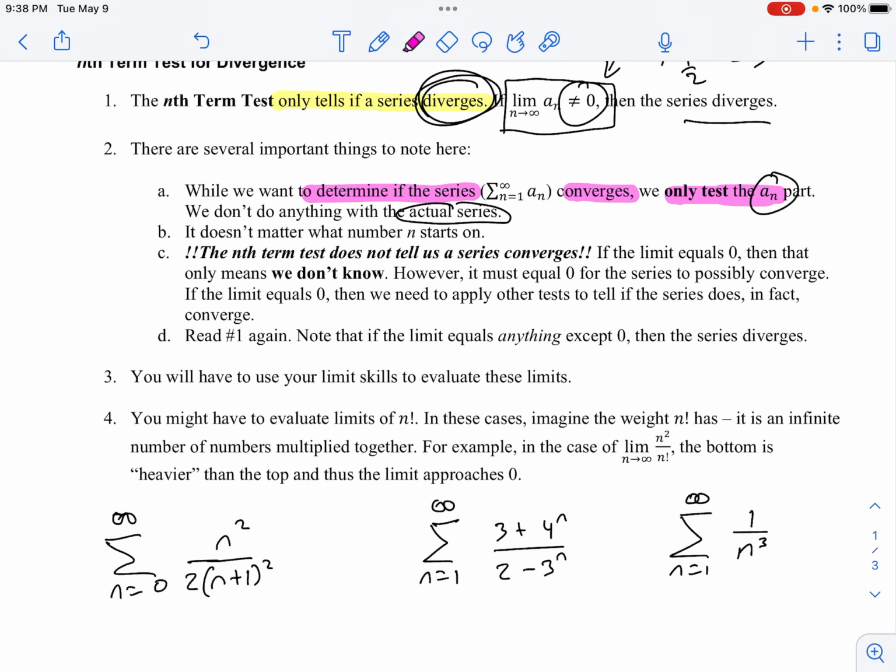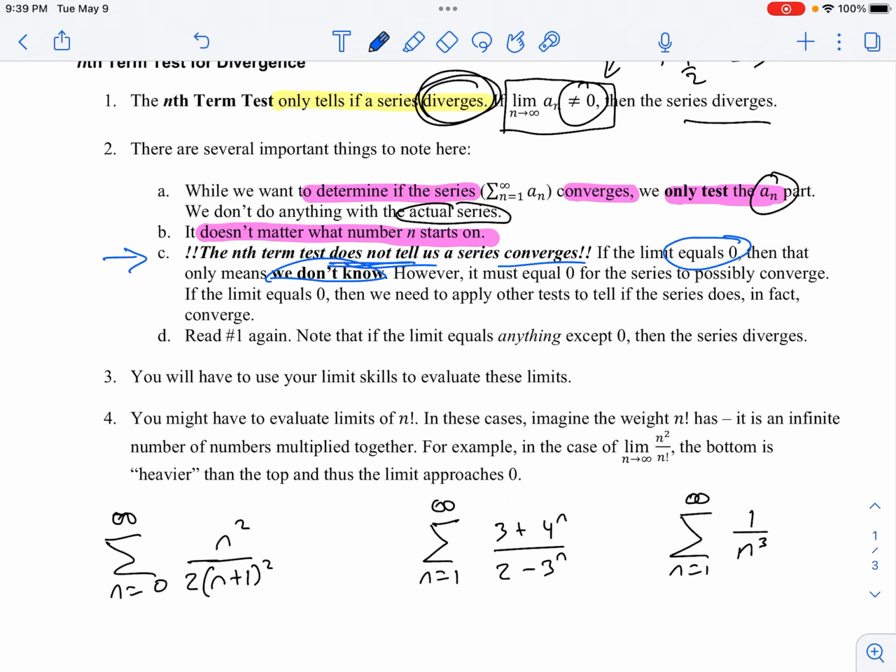In fact, that leads to the next part. It doesn't even matter what number n starts on. So n can start anywhere. We are just looking at the function part of the series, not the whole summation symbol part. Now, I've said this a few times, and I've already made a big deal about it, that we only know that the series diverges. Read letter C here. The nth term test does not tell us a series converges. If the limit does equal 0, which is the only thing that doesn't diverge, then that only means we don't know. And that's really important. We cannot tell convergence with the nth term test.